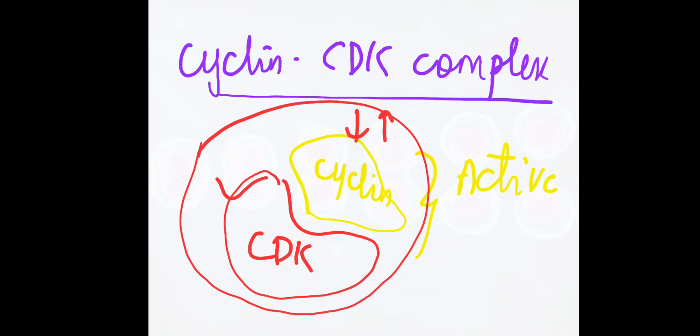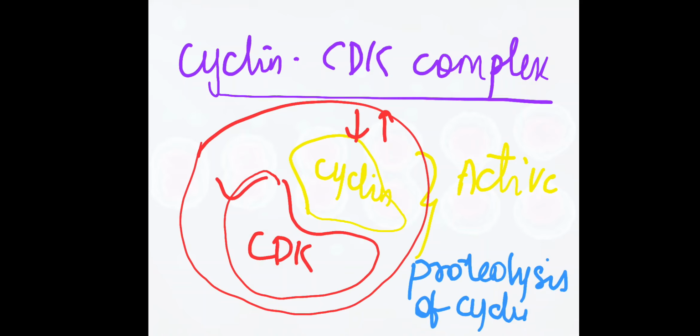That inactivation is regulated by proteolysis of cyclin at a specific cell stage. So the cyclin CDK complex is inactivated by regulated proteolysis of cyclins at a specific cell cycle stage. The cyclin levels in cells, as I said, vary. That is controlled not only by changes in cyclin destruction but also by changes in cyclin synthesis.